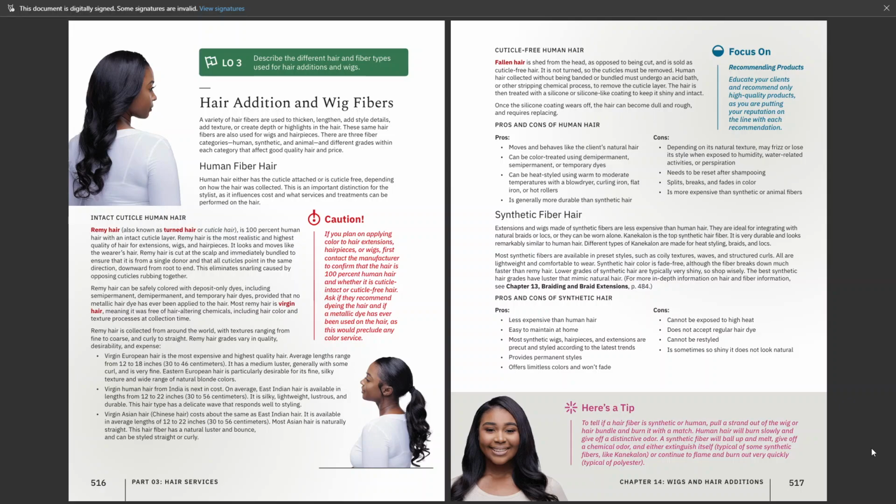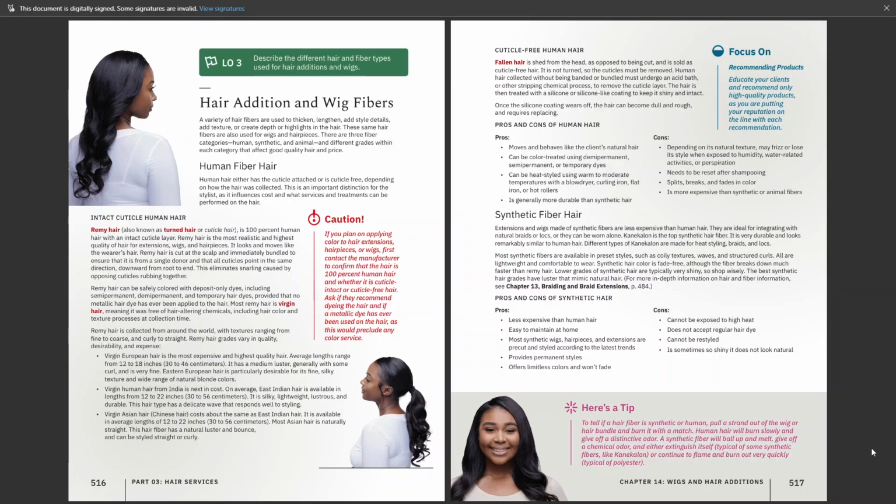Virgin Asian hair, Chinese hair, costs about the same as East Indian hair. It is available in average lengths of 12 to 22 inches, 30 to 56 centimeters. Most Asian hair is naturally straight. This hair fiber has a natural luster and bounce and can be styled straight or curly.